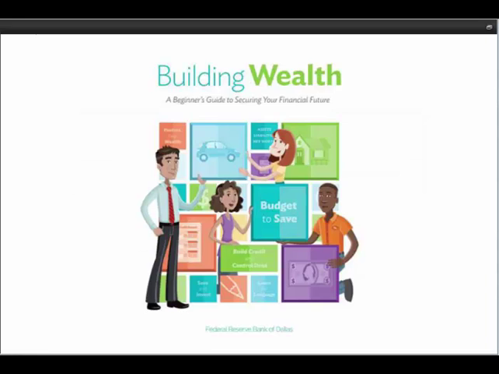Building Wealth really came about a few years ago for an adult audience so that they could begin to save money to fulfill their financial goals. It focused on basic topics like budget to save and invest, building credit, protecting your wealth through insurance.